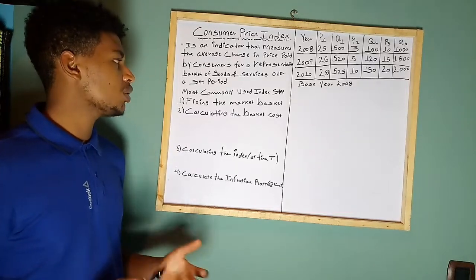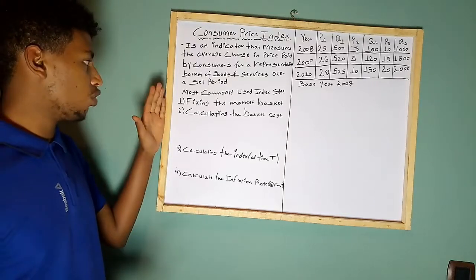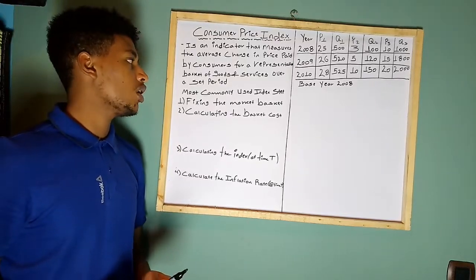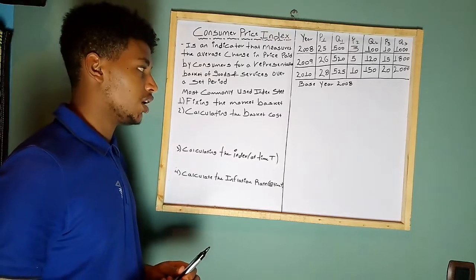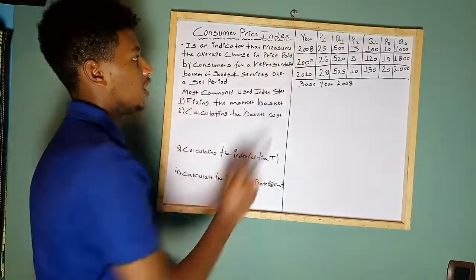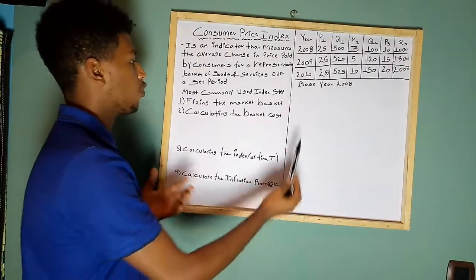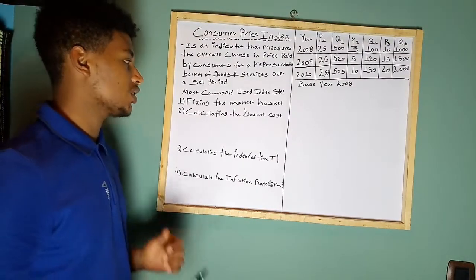Therefore, what are the most commonly used index steps? There are basically four most commonly used index steps. The first one is fixing the market basket. We already fixed it here. We are going to use this as an example. So we have already fixed the market basket. Then calculating the basket cost.